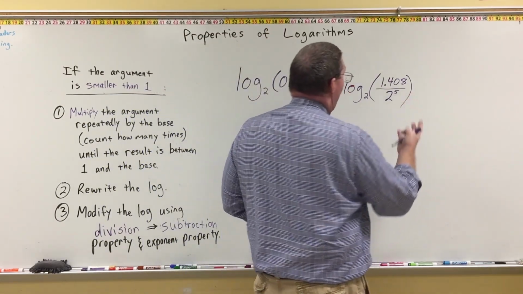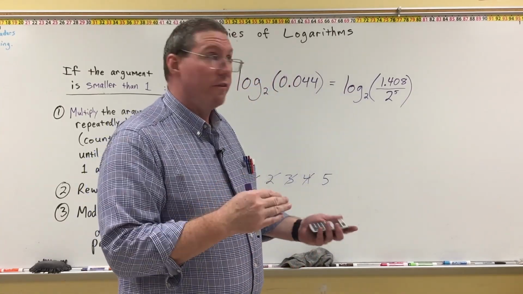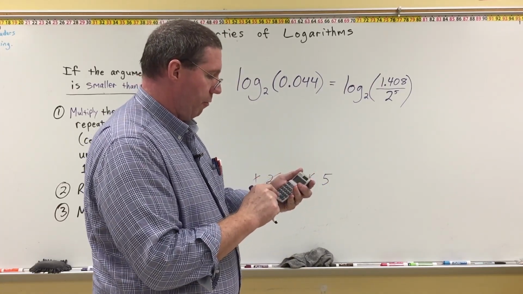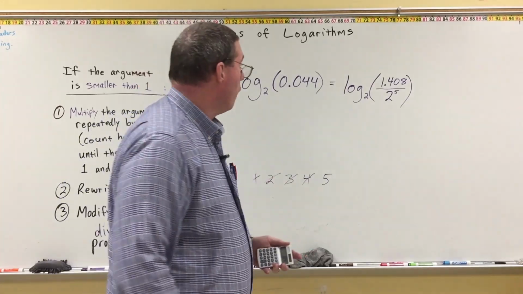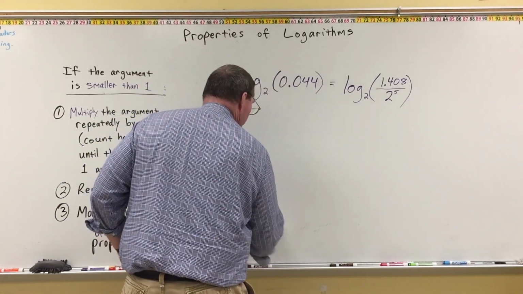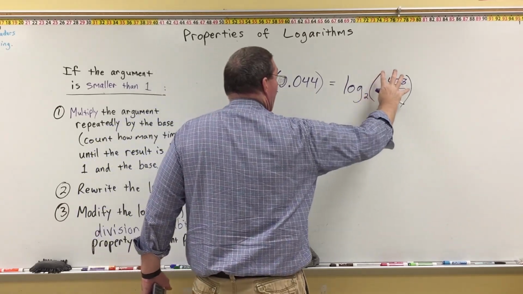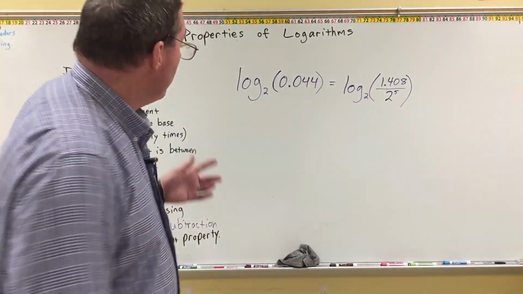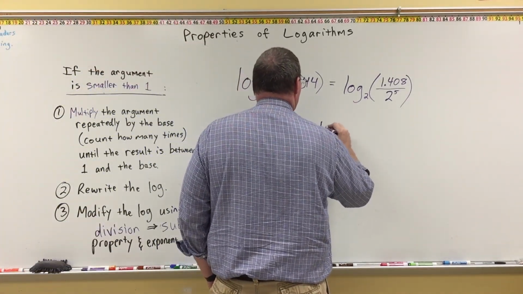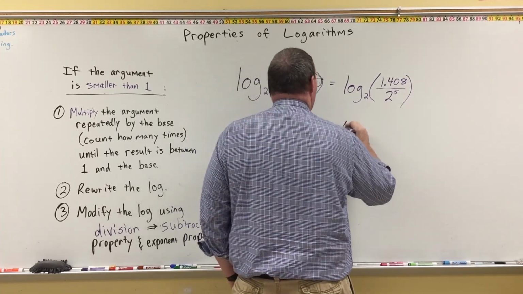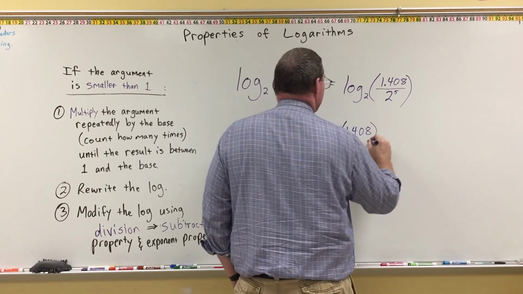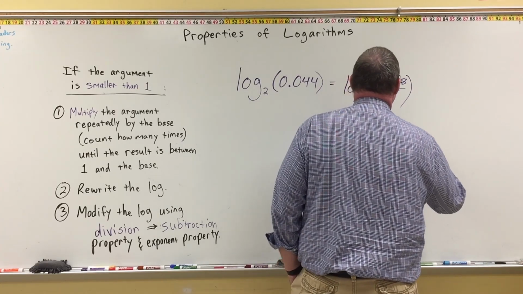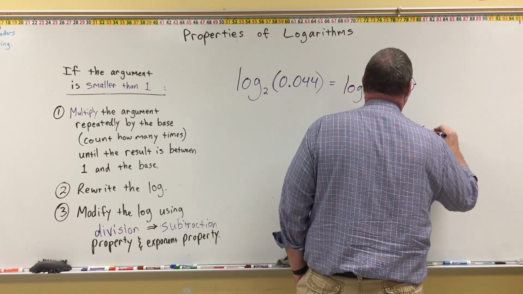Now we know that 2 to the 5th power is equal to 32. So we can confirm that this is 0.044 by taking our 1.408 and dividing by 32, and sure enough, 0.044, okay? And so now that we have rewritten the log with a division problem that includes a base of 2 with an exponent, we can now rewrite this logarithm as log base 2 of 1.408, and then the division becomes subtraction, minus log base 2 of 2 to the 5th power.